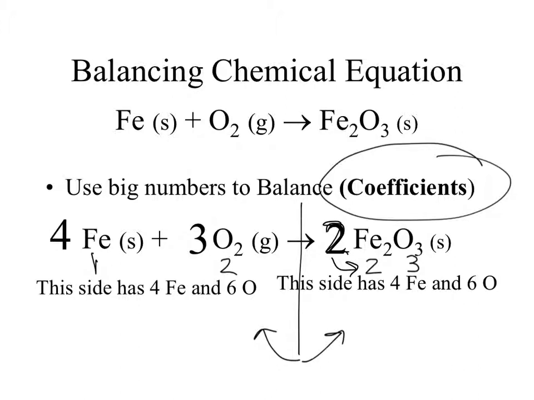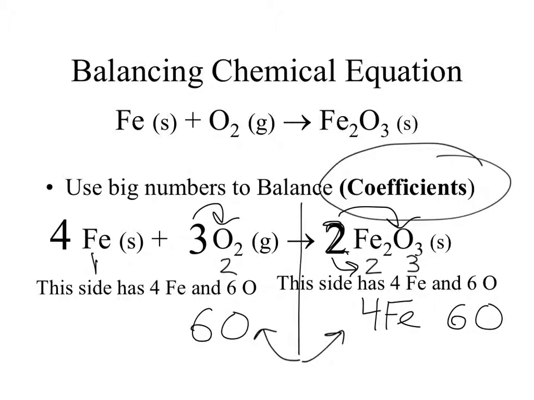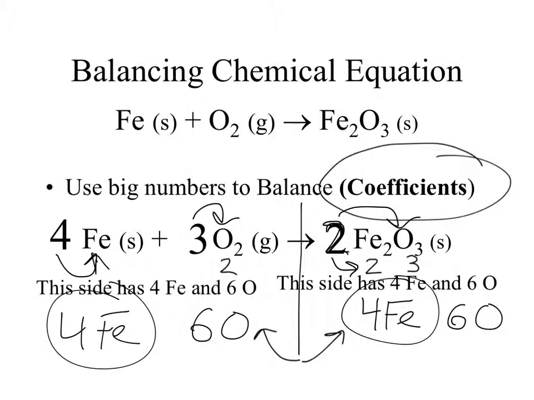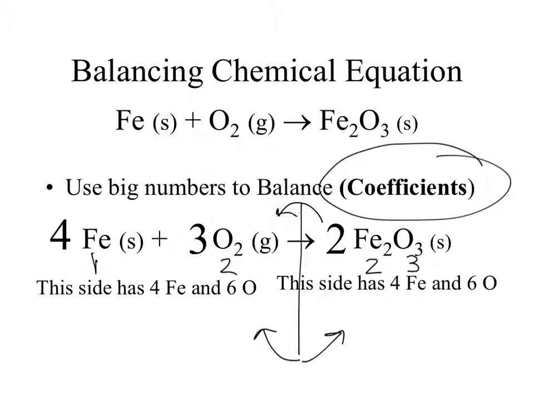Here, 2 times 2 is 4 iron, which we have here, and 2 times 3 oxygen gives you a total of 6 oxygen. 3 times 2 oxygen here gives you 6 oxygen, and 4 times 1 iron gives you 4 iron. 4 iron, reactants and products, check. 6 oxygen, reactants and products, check. It is then balanced. So you want to get used to bouncing back and forth, balancing out on both sides.